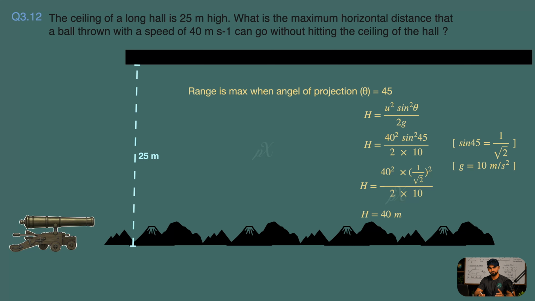Now look at this carefully. If we launch the ball at 45 degrees, the ball reaches a maximum height of 40 meters. But our hall's ceiling is only 25 meters high. So what does that mean? It means if we throw the ball at 45 degrees, it will definitely hit the ceiling. And that's exactly what we have to avoid. So instead, we'll launch the ball in such a way that its maximum height is exactly 25 meters.